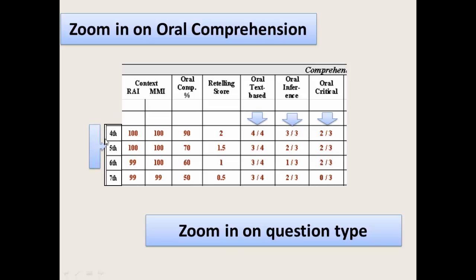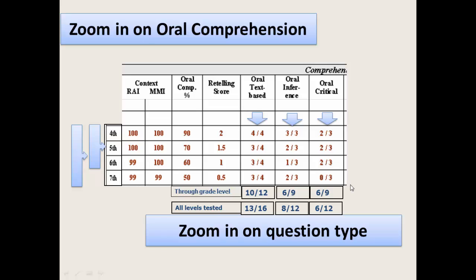Remember, for 4th, 5th, and 6th, we had 83% of all text-based, and 67% of all inference and 67% of all critical response. That's good. That's almost 70%. So we're comfortable there. What if we combined all 4 grade levels?